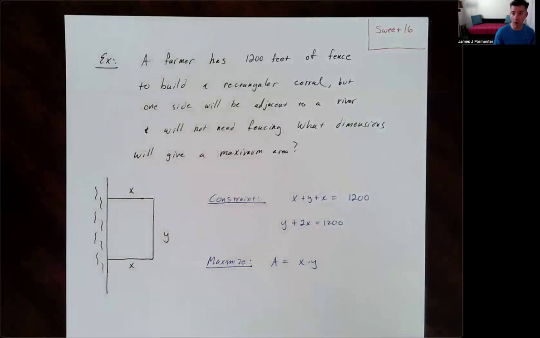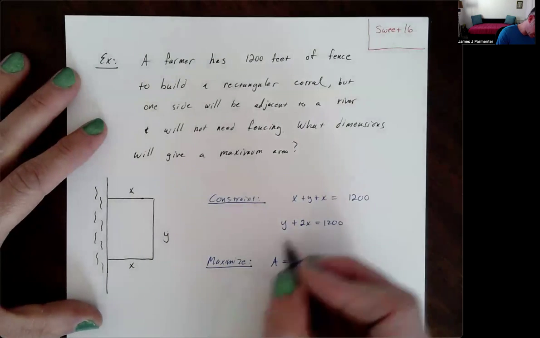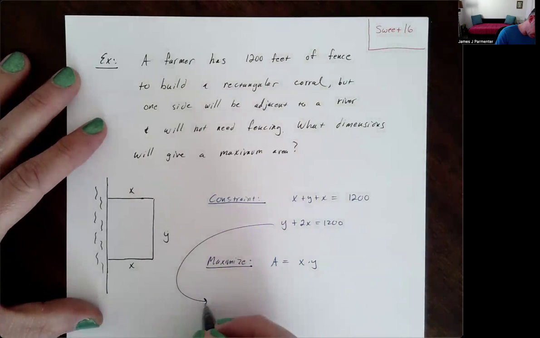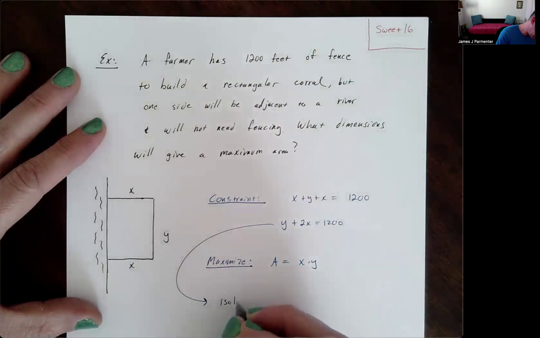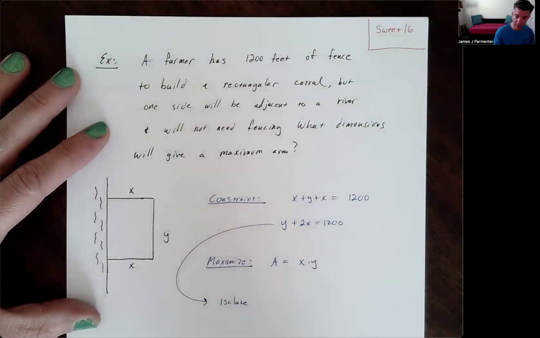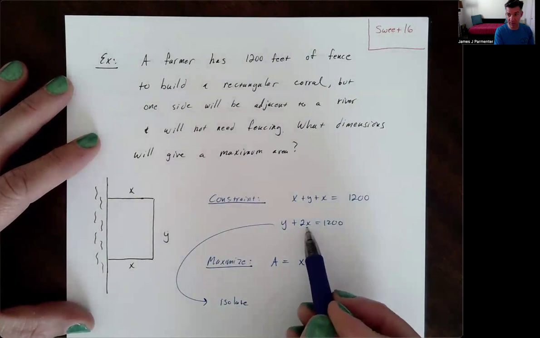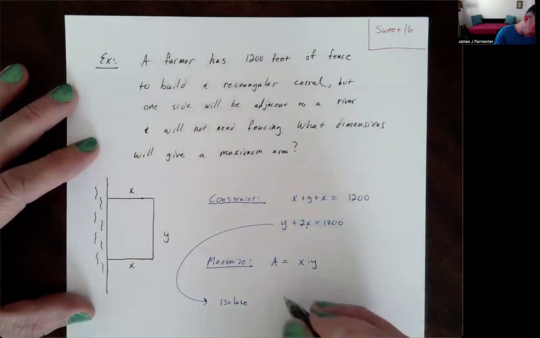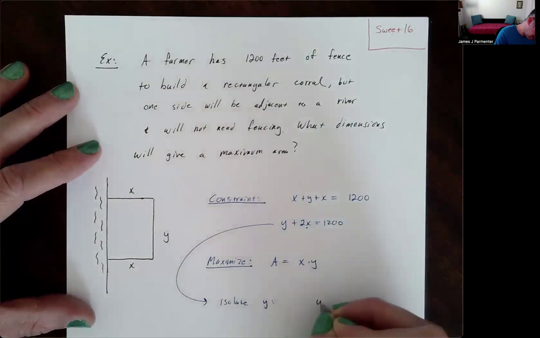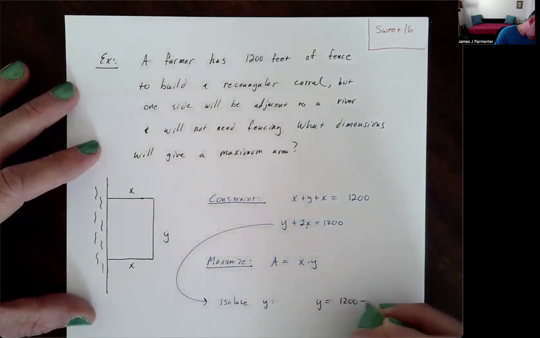We'd like it to only have one, because then we can write it as a parabola typically, and then see where the vertex is. So just like before, we're going to take this constraint and isolate y, or really isolate either one. But here it's especially better to choose y, because if I tried to isolate x, I'd have to divide both sides by 2, and I'd rather not. If I isolate y, I get y equal to 1,200 minus 2x.